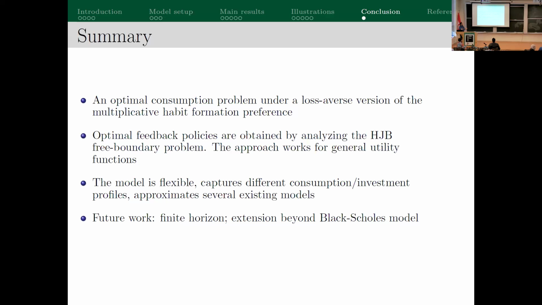We solved the optimal consumption problem under a loss-averse version of the multiplicative habit formation. Both of these were open. And we did it not through convex duality, which would not give you the optimal control. We did it by HJB, so we have the optimal control. The model is flexible and captures all different types of behavior. For future work, I'm working on a finite horizon version of it and then seeing what you can do beyond Black-Scholes, like a factor model, for example. Thank you very much.